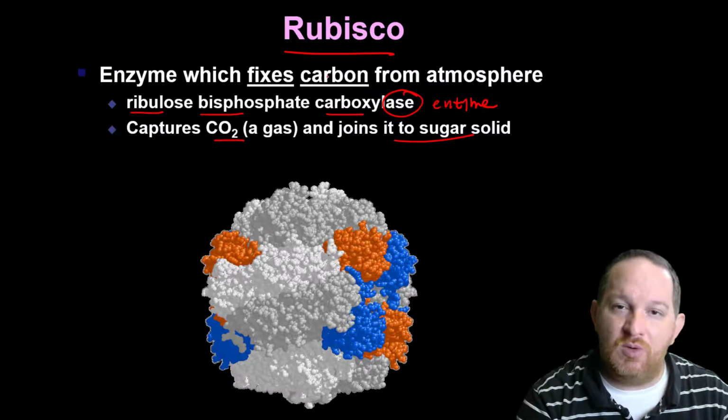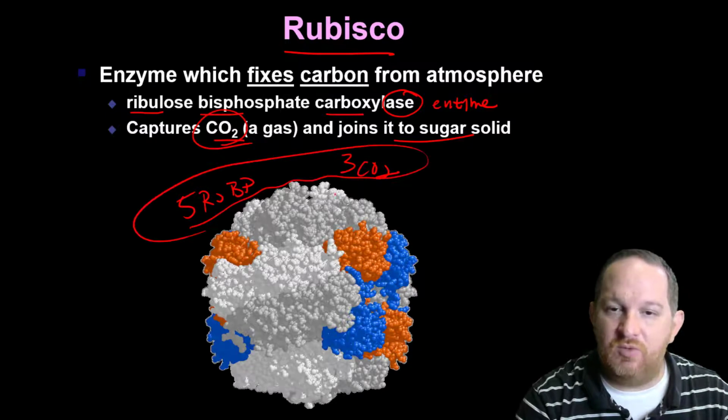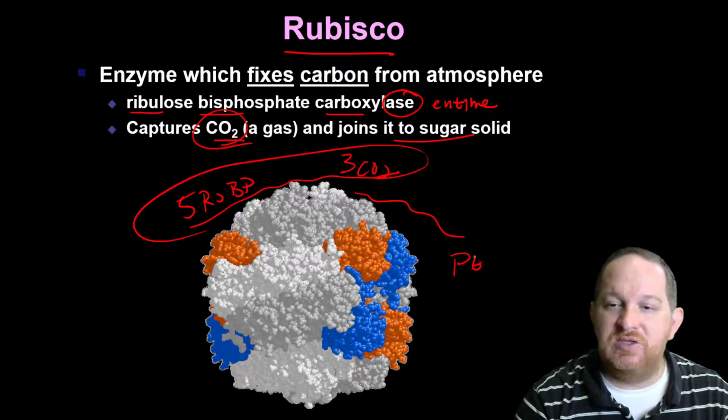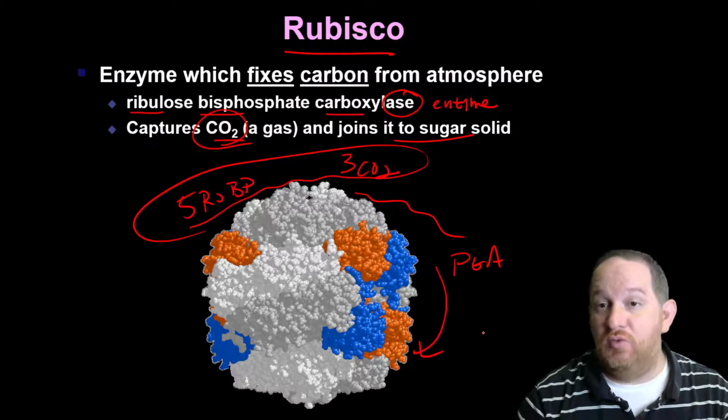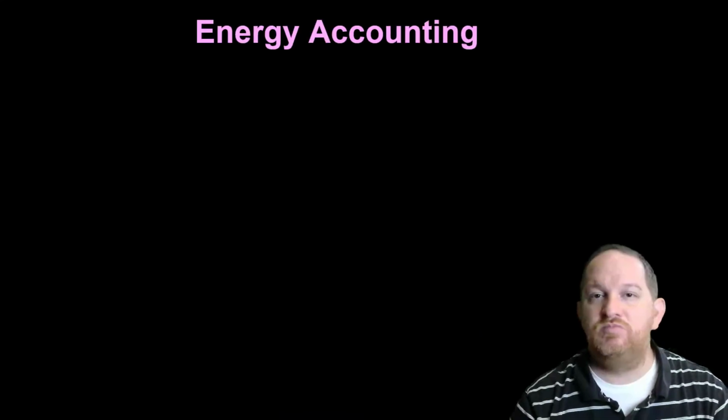So you remember what this enzyme does is it takes this CO2, right? It takes 3 of them, and 5 of these RuBPs, puts them together, rearranges them until we get the sugar that goes through the cycle. So very, very important enzyme.